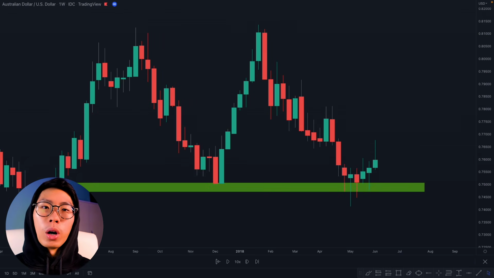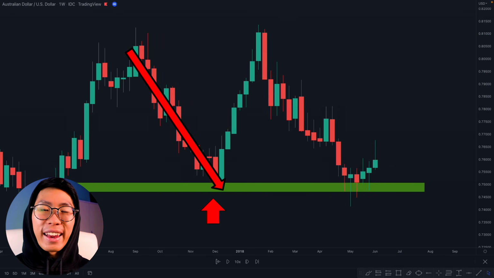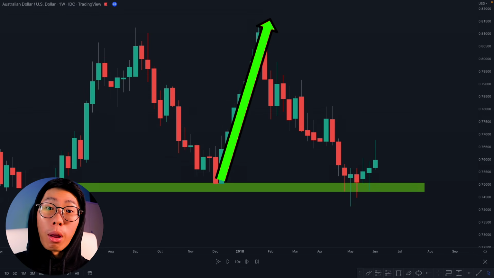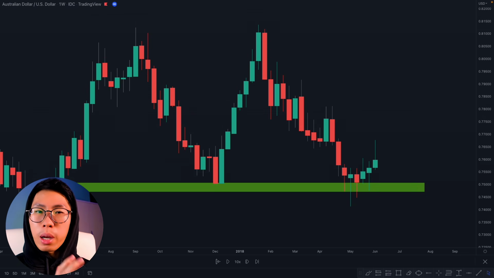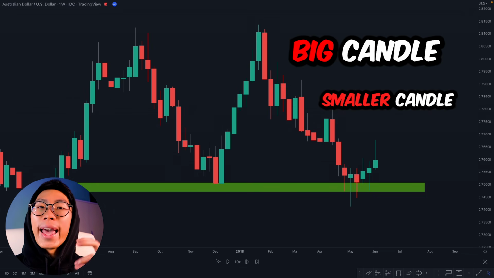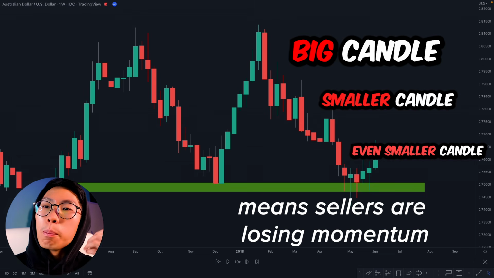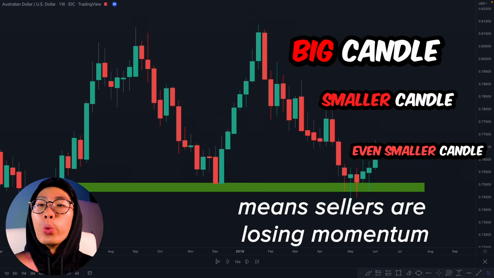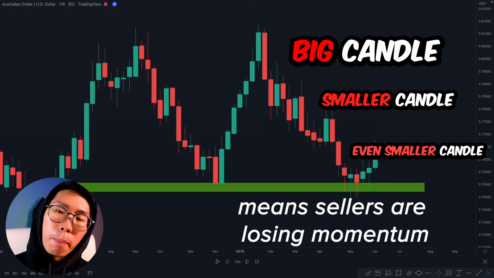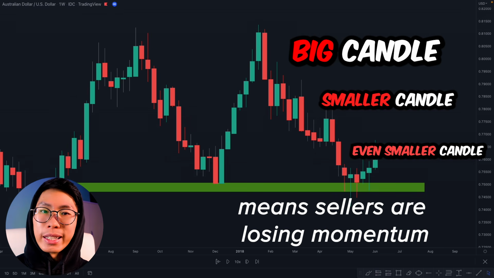Here's another example. We can draw a support level right here because the last time price came back down here, it ended up reversing and pumping to the moon. Once again, you can see as price approaches this key support level, the candles are getting smaller and smaller. This shows us that the sellers are losing momentum, losing steam, which means that some sellers might be taking profits as they see price reaching this key support level.